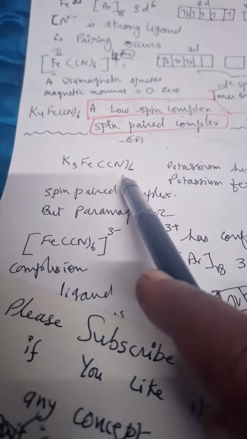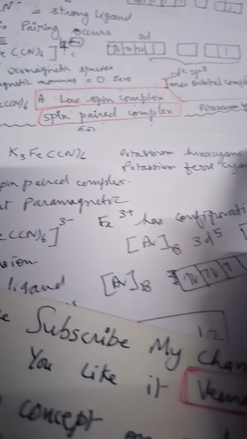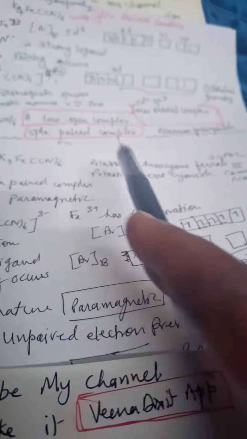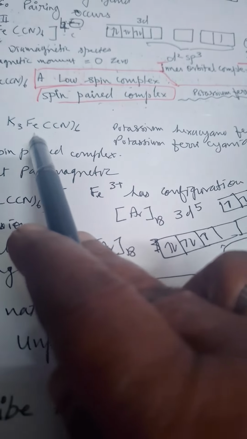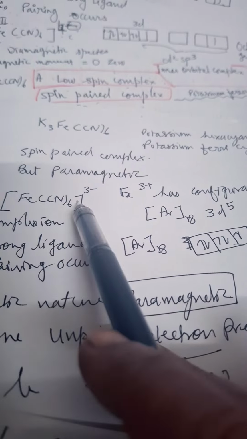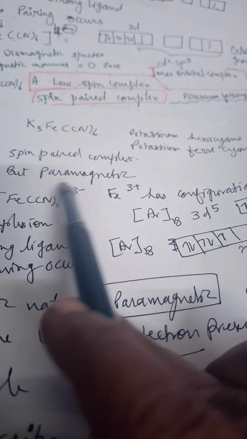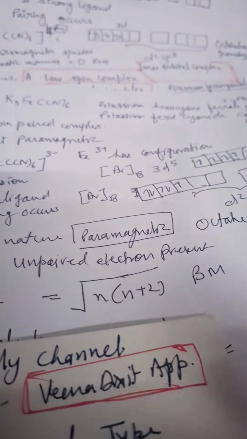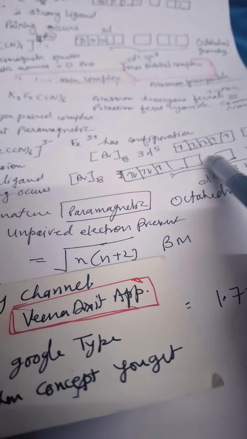Now we will discuss K3[Fe(CN)6], potassium hexacyanoferrate(III). Here I am saying ferrate(III). Why am I saying so? Because here K3 is there, so the complex ion will have 3 negative charge. The whole complex ion: -6 plus 3 will equal -3. Now here iron is in the +3 oxidation state, so it will be 3d5 configuration.